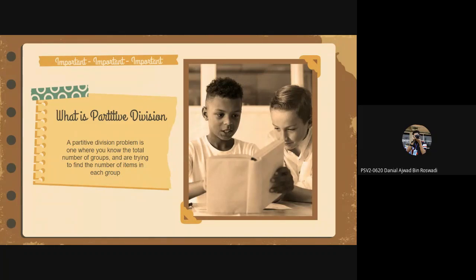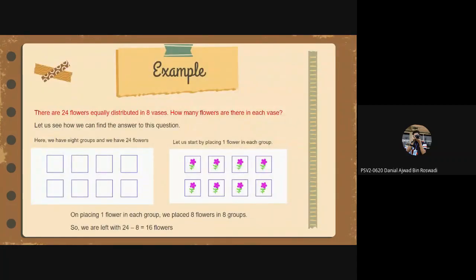There are two ways of division. What is partitive division? A partitive division problem is one where you know the total number of groups and are trying to find the number of items in each group. For example, there are 24 flowers equally distributed in 8 vases. How many flowers are there in each vase?